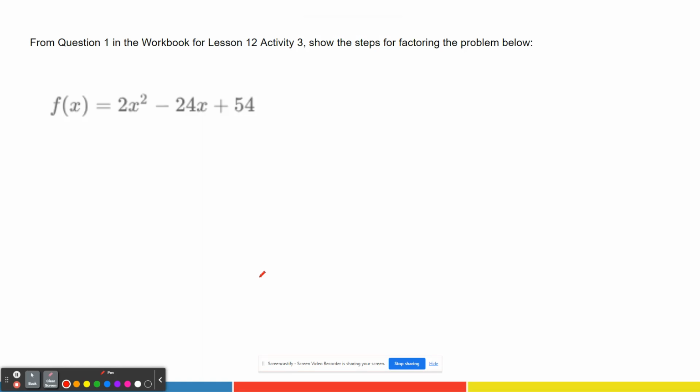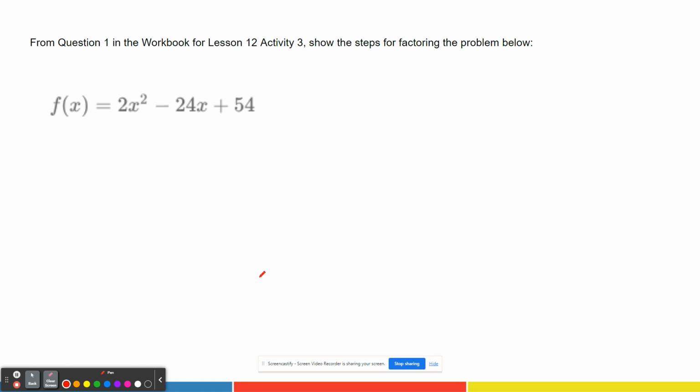Alrighty, guys. So when it comes to factoring, one thing that I like to think about with factoring is it's kind of guess and check. So we're going to do our best and make sure that we check our answers in the end to see if it actually works out.